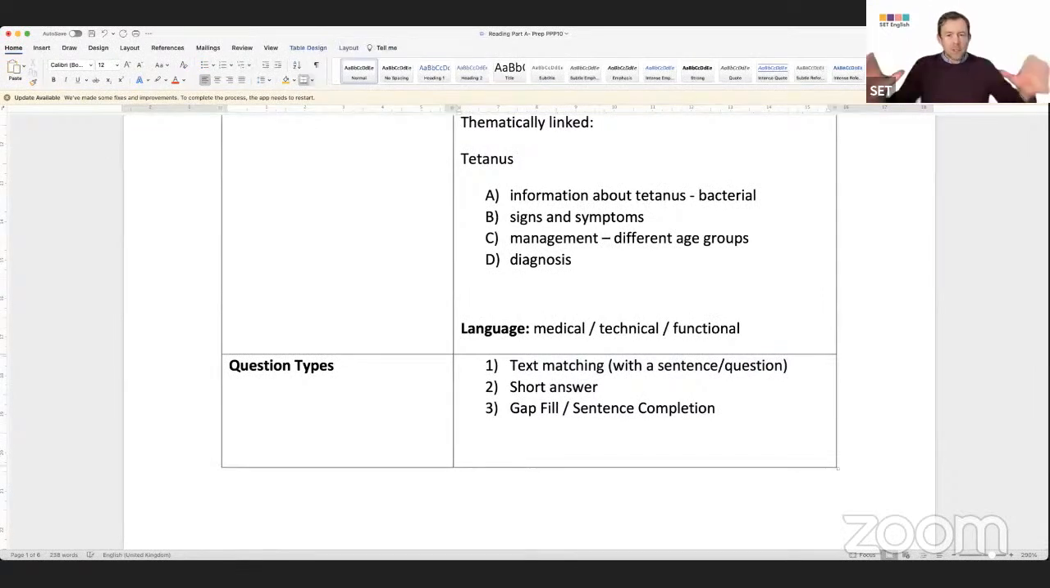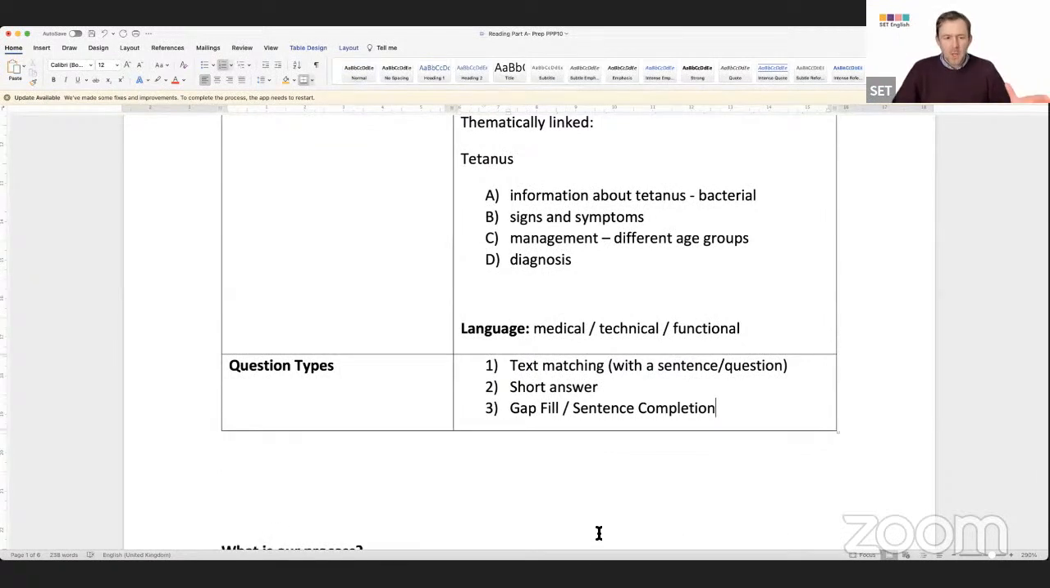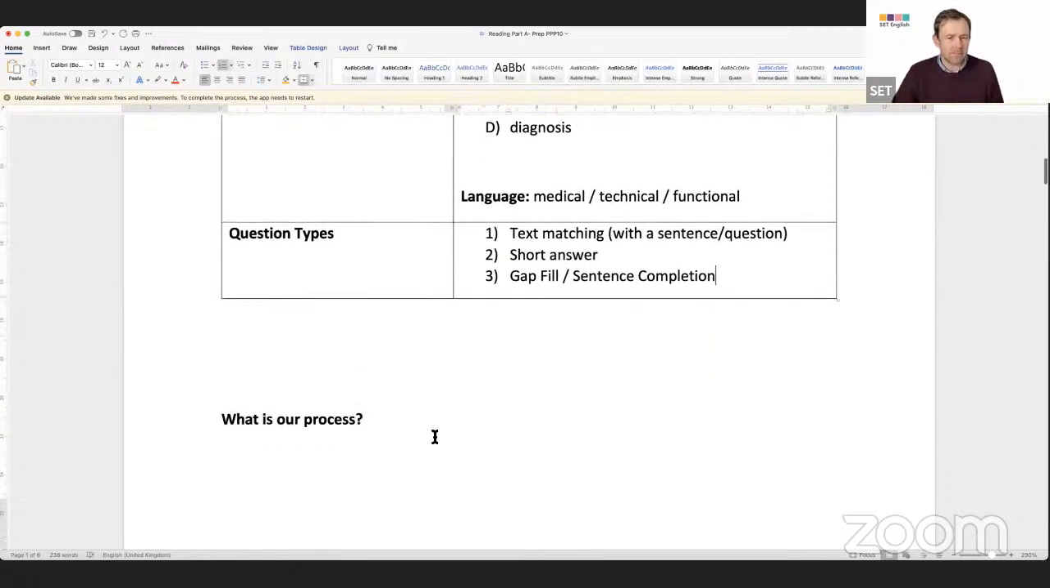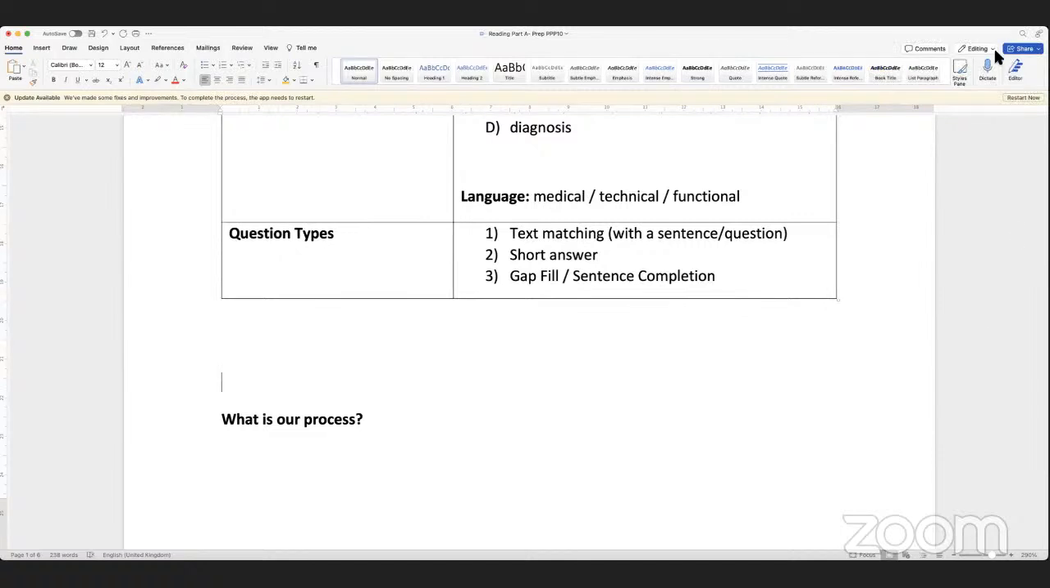Let's try and get ourselves ready. Okay. What's our process? What is our process? If you think about it, break it down to very simple steps. Now, is there anyone here that answers questions first? That's the first thing they do. No. Is there anyone?